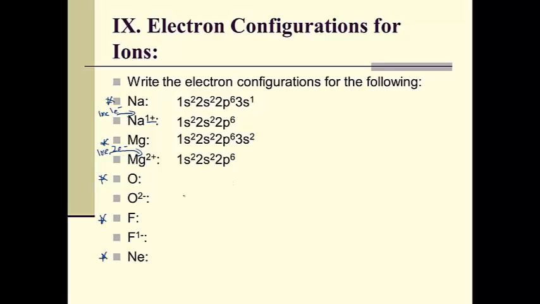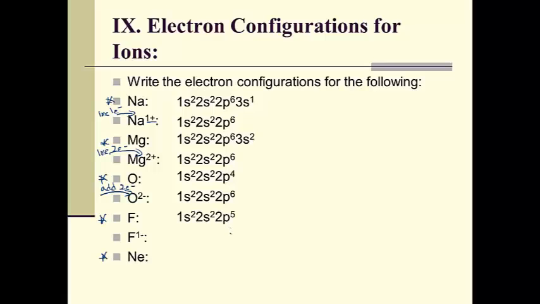Oxygen was 1s2, 2s2, 2p4. When you have a minus ion, that means you have to add electrons. And since it's a -2, you had to add 2 more. They can go into the p orbital, and you should end up with that.